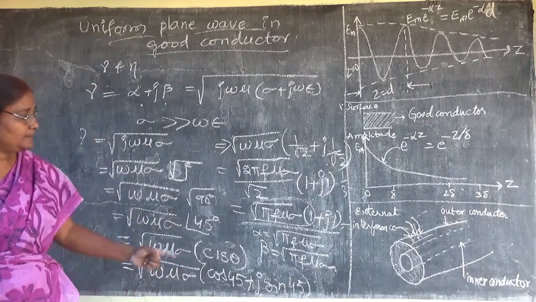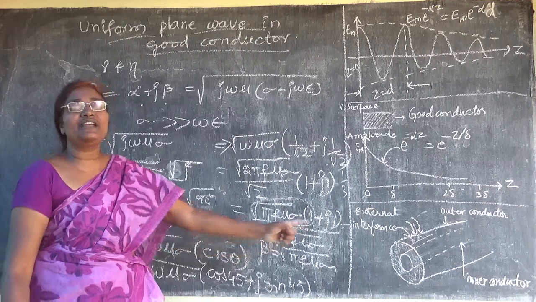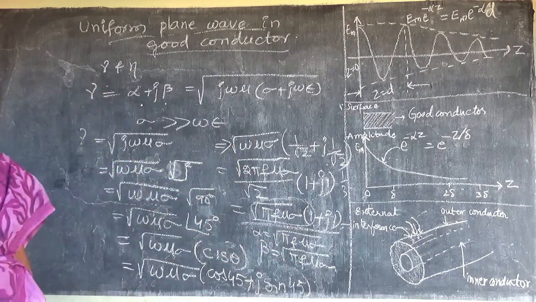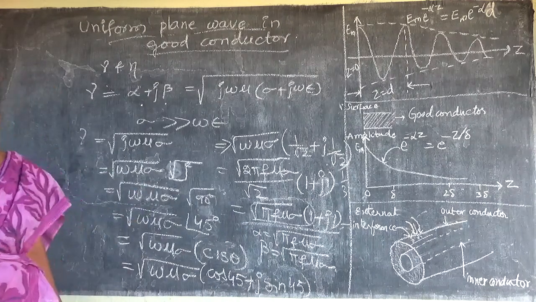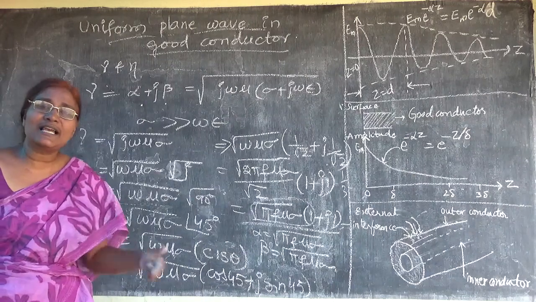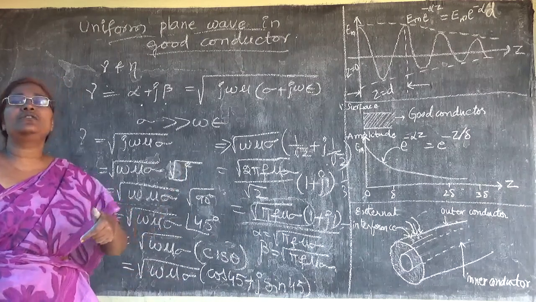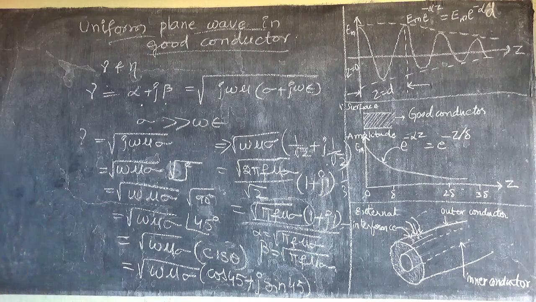And moreover this alpha is very high such that no wave will reach the destination. What does that mean? The wave cannot travel through the good conductor. That is what it says. So if the wave cannot travel through a good conductor, then why are we learning this? That also we are going to see. Why we are learning this.